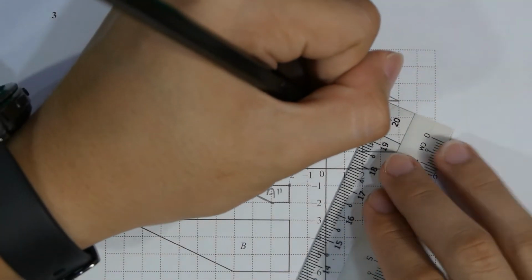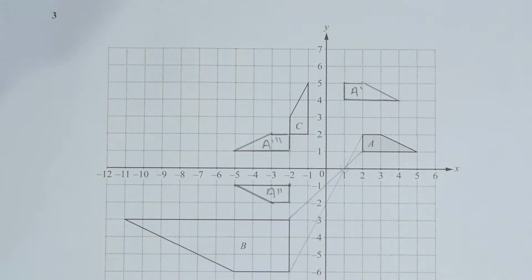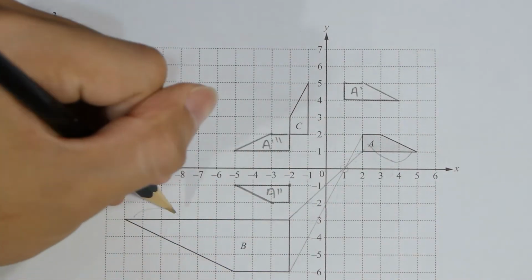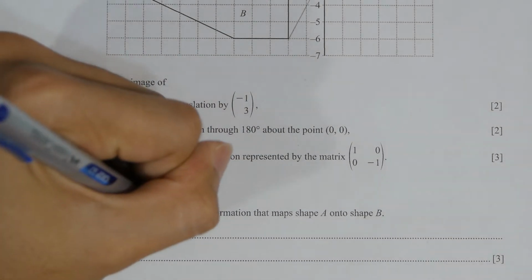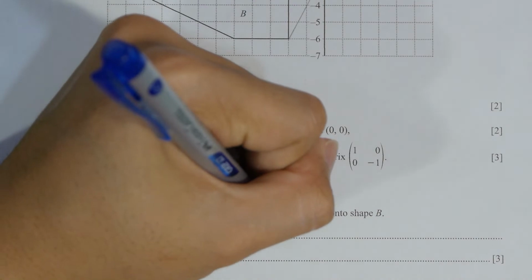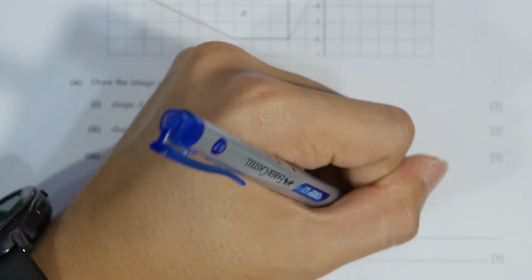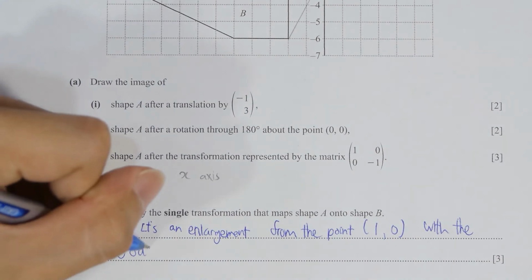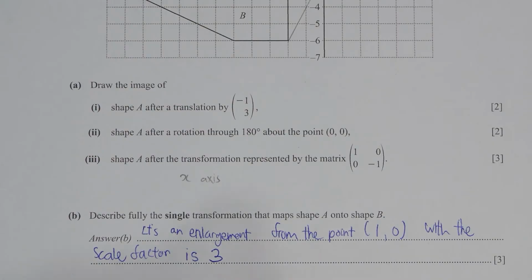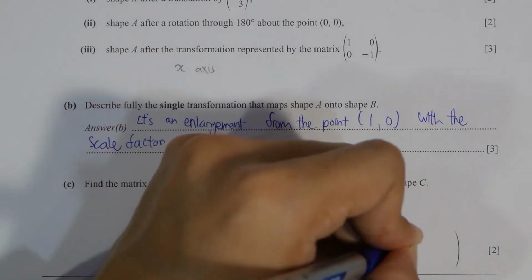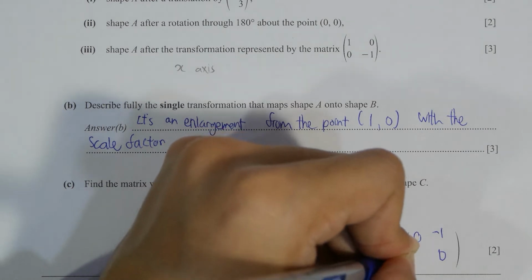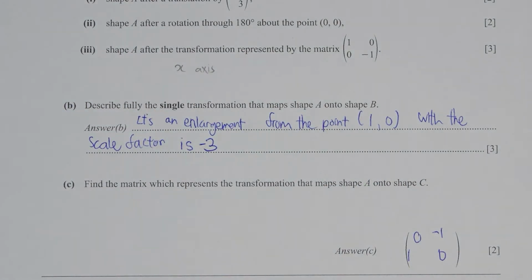For part B, the single transformation from A to B is actually an enlargement from the point (1, 0) with a scale factor of -3. Then find the matrix which represents shape A to shape C. So this one is actually 0, negative 1, 1, 0.